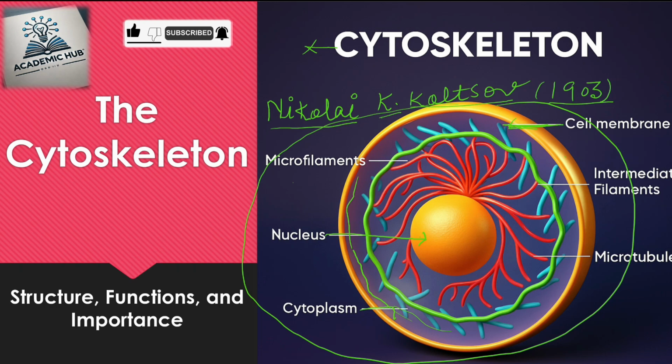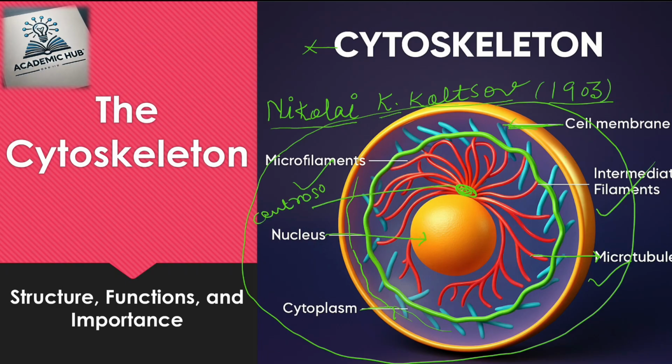Now we will highlight the three features on which the cytoskeleton is established: microfilament, microtubule, and intermediate filaments. These red spreading structures are known as microtubules, and inside this is the centrosome. This green structure is known as microfilament, and this bluish structure is known as intermediate filament.